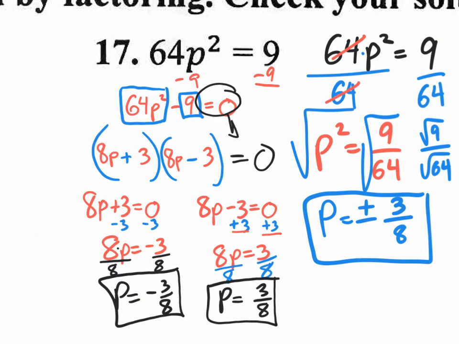Now, what does plus or minus actually mean? It means that it could be positive 3/8 or it could be negative 3/8. Notice that that's exactly the answers we got with the other method. So it's totally up to you if you want to start applying square roots on equations to get a p by itself, or if you want to factor, split, and solve. It's totally up to you.